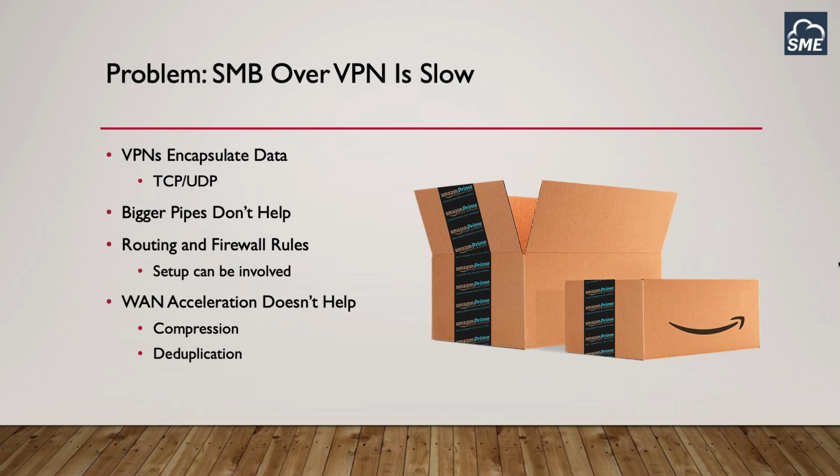Whether that be firewall rules or routing configurations that are required in order to get that up and running, it tends to be complex to get up and running. And then finally, especially when we start to layer on top, "Hey, let's try to speed up this traffic" by things like WAN acceleration. Well, typically they're going to leverage things like compression and deduplication to try to speed up that traffic.